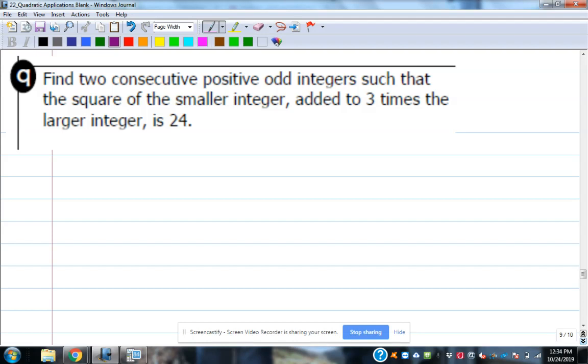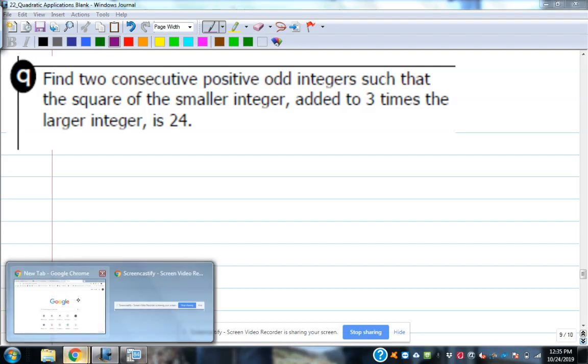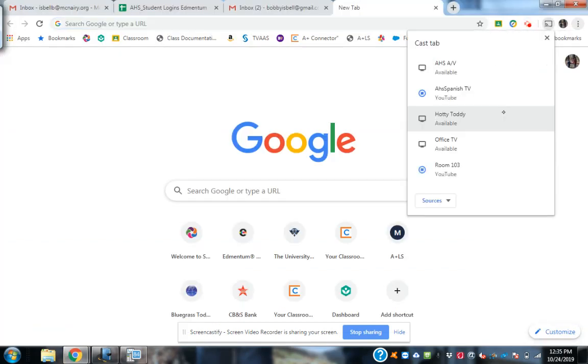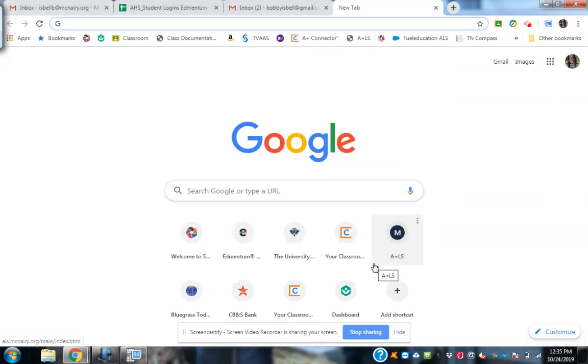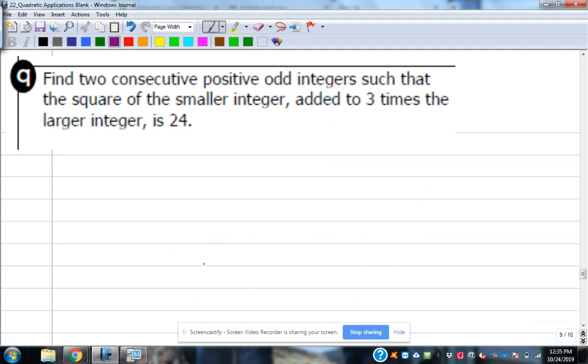It says positive odd integers. Yeah, because you could have negative odd integers, right? Like negative 3 is odd. So they're telling us they're both positive. Now, could you find the answer to this without an equation? Well, I think through maybe some guessing. But you've got all the numbers in the world, and you're just guessing some odd ones. You might run into it, but it's probably not very likely.